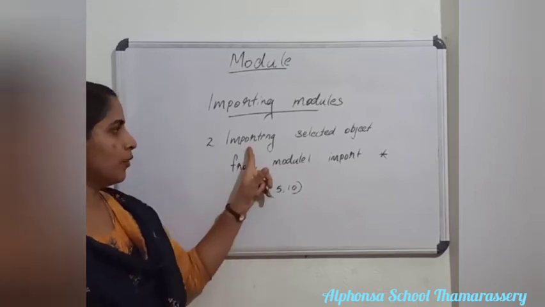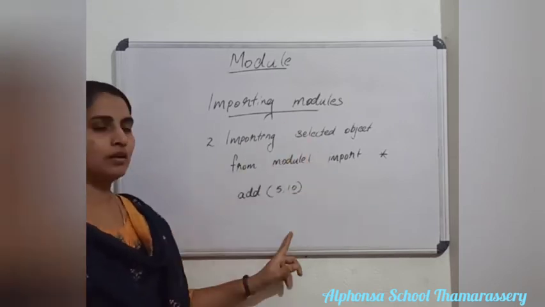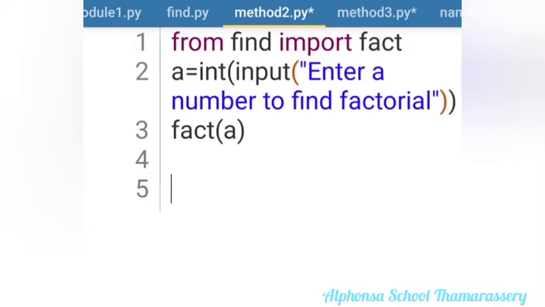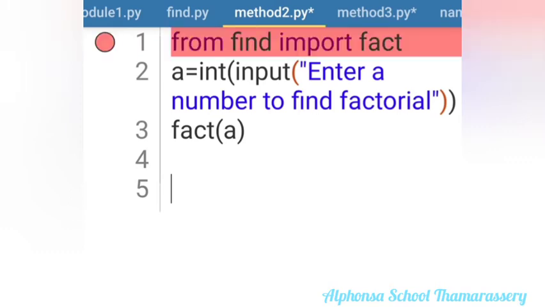How to import selected objects in your program. We can use the import statement in another way. The syntax is from module name import object name, which can be a function or a variable. Here in this example, I use from find. Find is my module name. From find import fact. Fact is the function which is defined inside the module find.